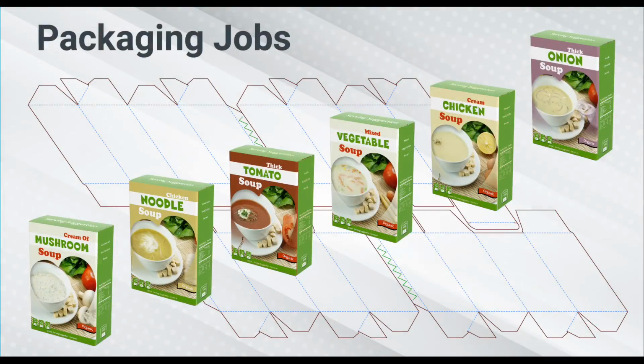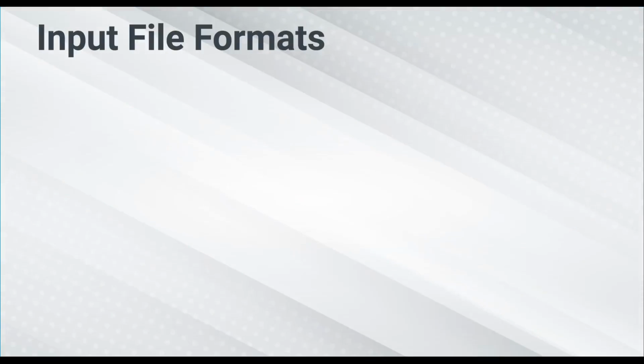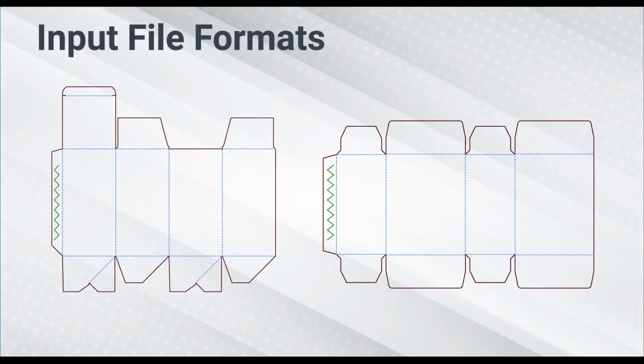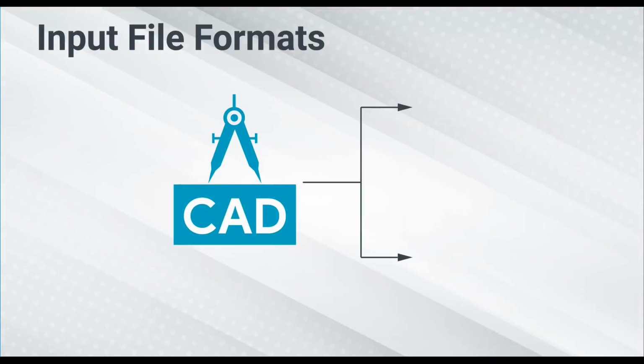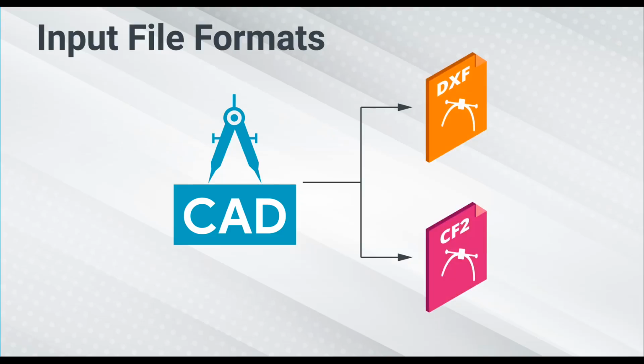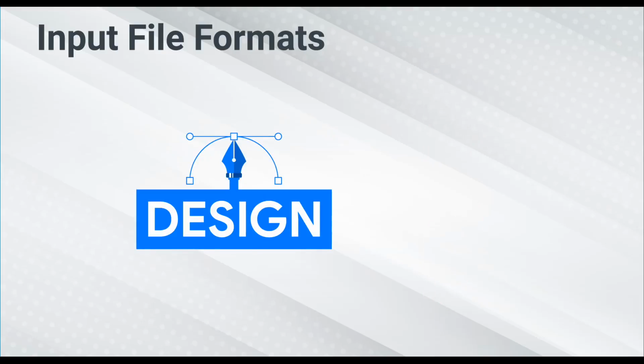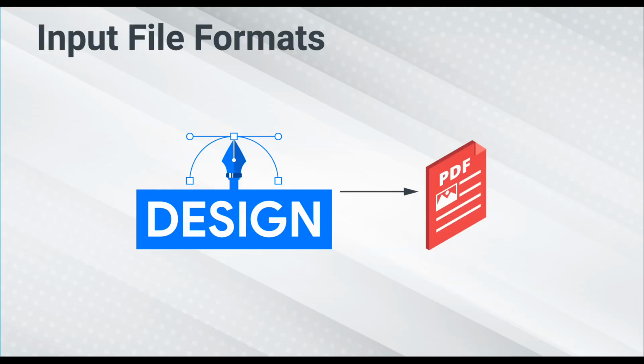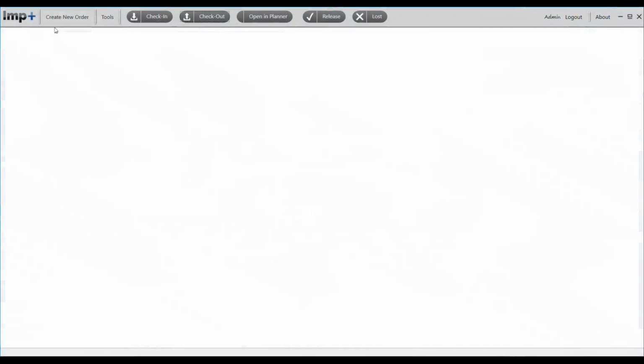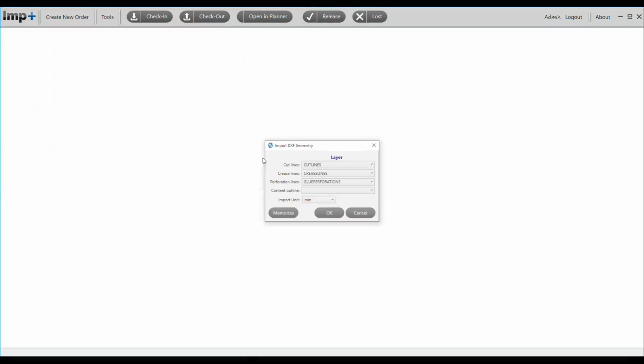Packaging products. To create a new job inquiry for die-cut job, IMP needs the shape or geometry of the product. It can come from any CAD application in CF2 or DXF file format. From design applications, the die line can also come in PDF file format with geometries defined in any spot color. Let's create an estimate for folding carton from DXF file.